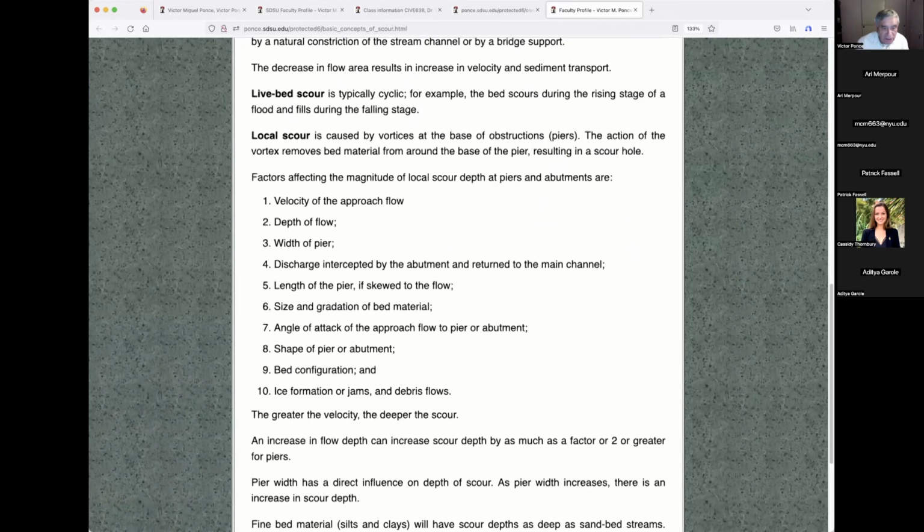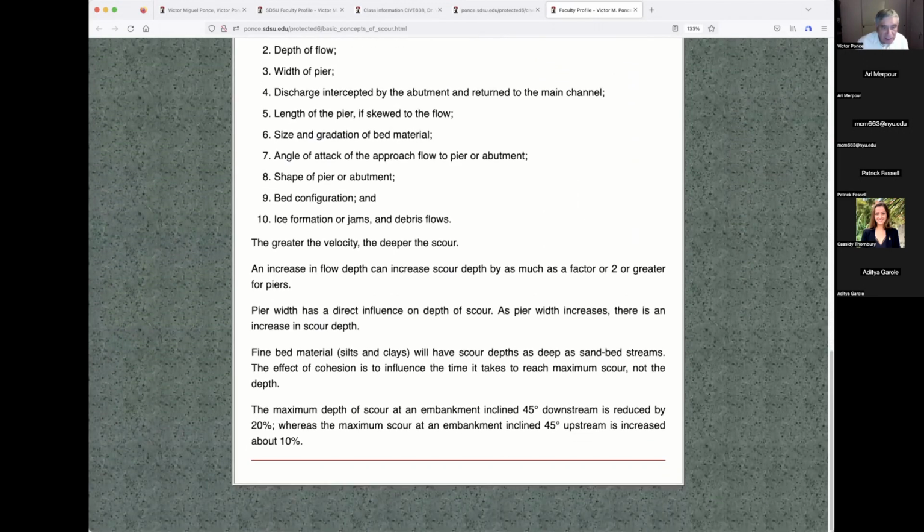The factors, these are all the factors. And then an increase in flow depth can increase the scour depth by as much as a factor of 2 or greater for piers. Pier width has a direct influence on depth of scour. And that's the reason why the formulas that we're going to cover today and next time we meet have pier width as one of the factors. And these formulas, by the way, are quite different. There's 3 formulas that we're going to cover. They are quite different from each other.